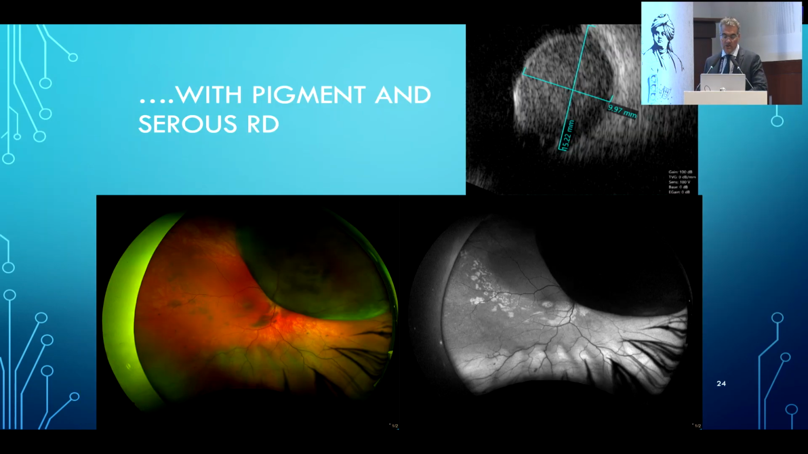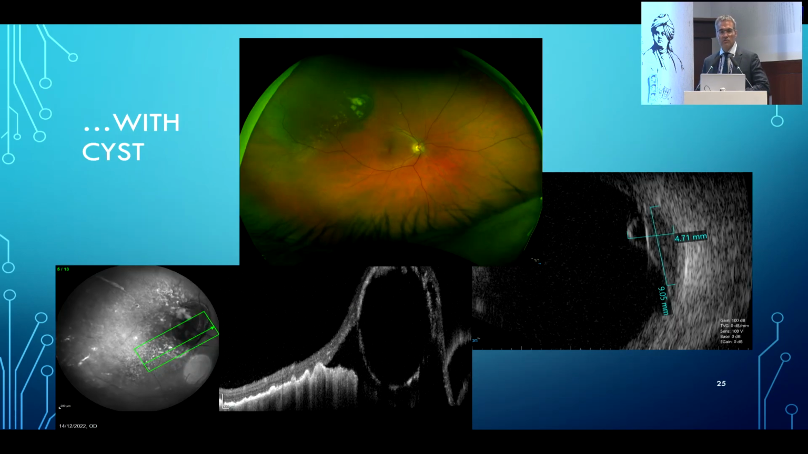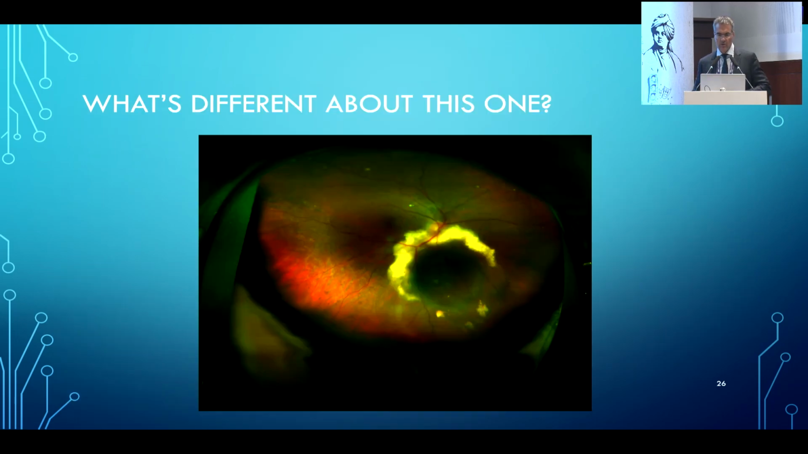Some can be associated with a serous retinal detachment, which you can see in the lower right shows up very well on autofluorescence. And then you get some strange ones, such as this one, which is associated with a cyst, which you can visualize both on OCT and ultrasound. But that's typical choroidal melanoma.